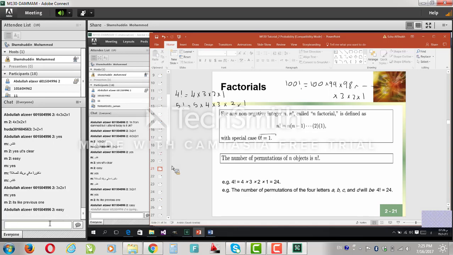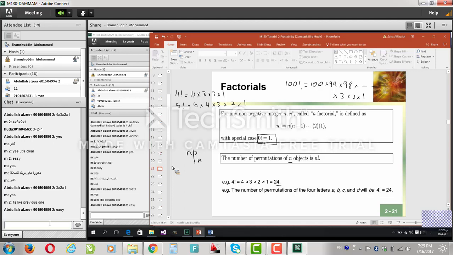And as a special case, factorial 0 is 1. The number of permutations of n objects, which is nPn, arranges n things in n places. It is factorial n. Factorial 4 is 24.